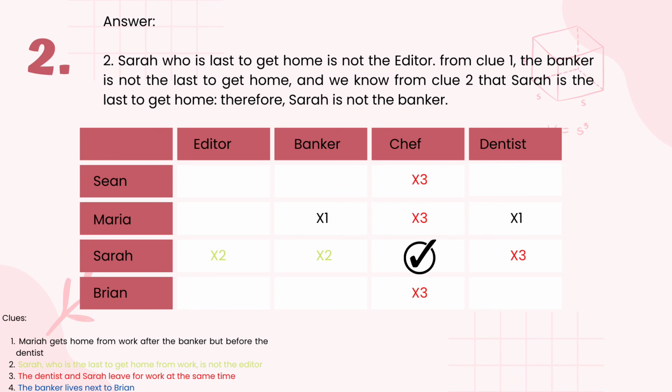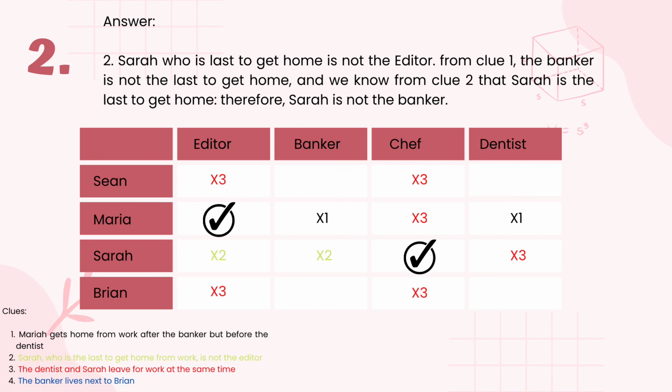Now we have noticed that Maria is our editor, because Sarah is our chef and Maria is not the banker nor the dentist. It only concludes that Maria is our editor. Now we will be putting X3 on Sean and Brian on being editor. We are only going to find out who is the banker and the dentist between Sean and Brian.